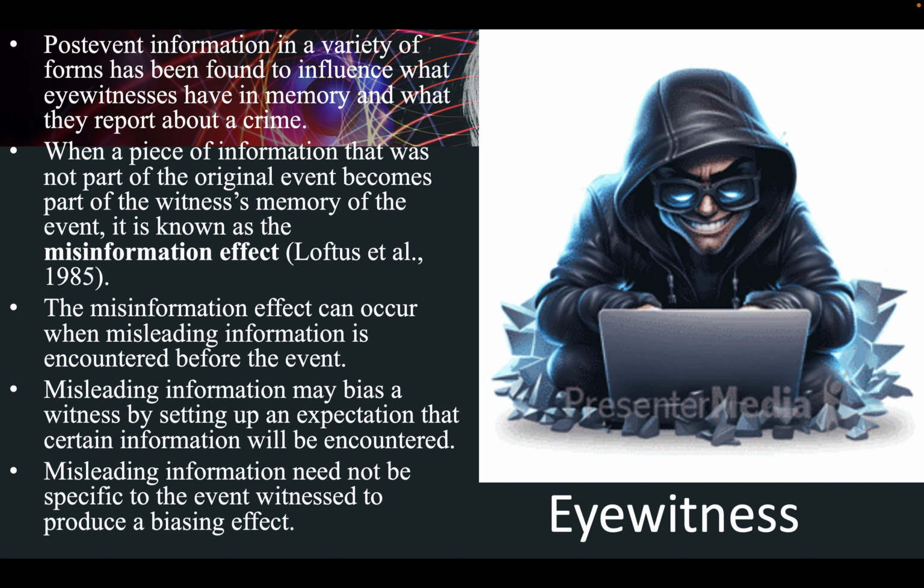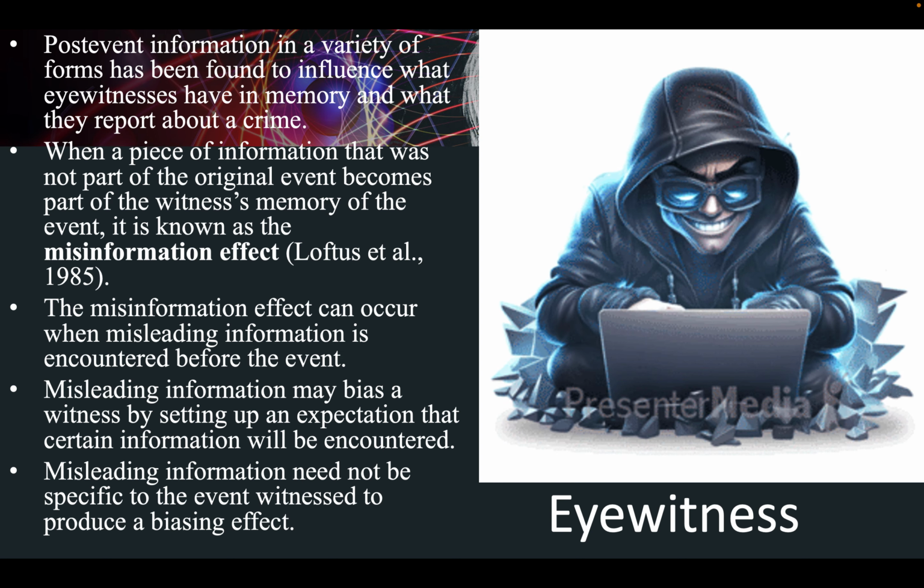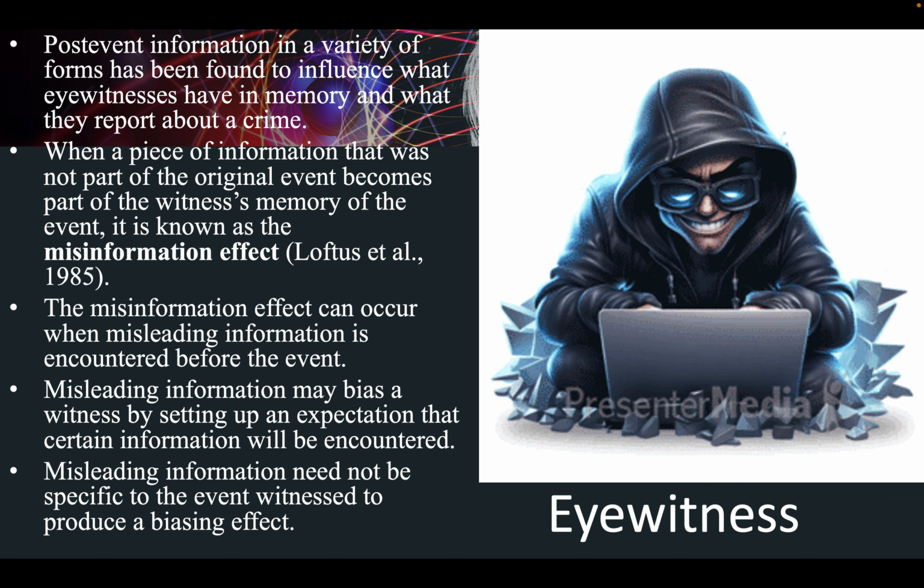The misinformation effect can occur when misleading information is encountered before the event. Misleading information may bias a witness by setting up an expectation that certain information will be encountered. Misleading information need not be specific to the event witnessed to produce a biasing effect.